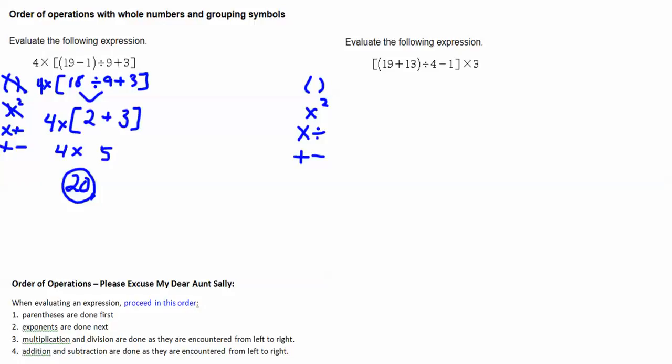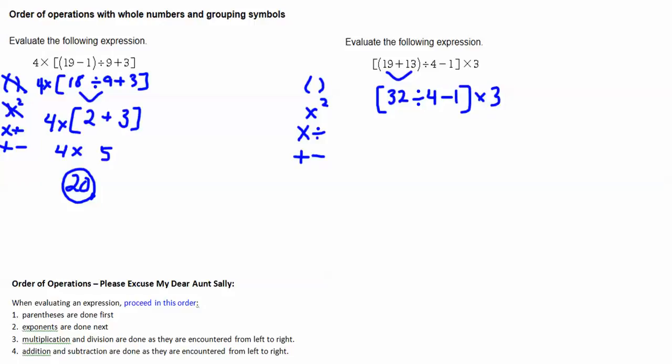We're going to start first inside those brackets, where you have a parentheses. So we're going to start with what's inside the parentheses. So first step, 19 plus 13 is 32. And then you're going to bring everything else down. The parentheses and what's inside it is gone because we did simplify that. But everything else is going to come down.